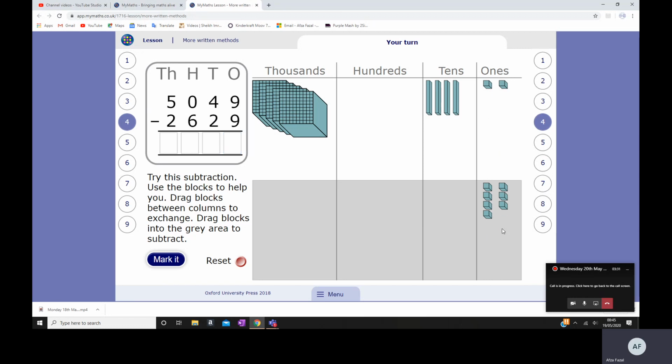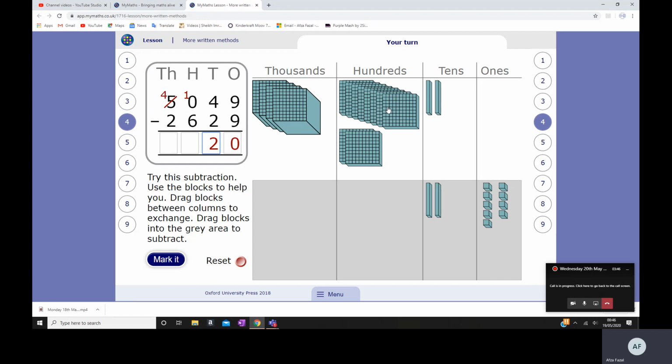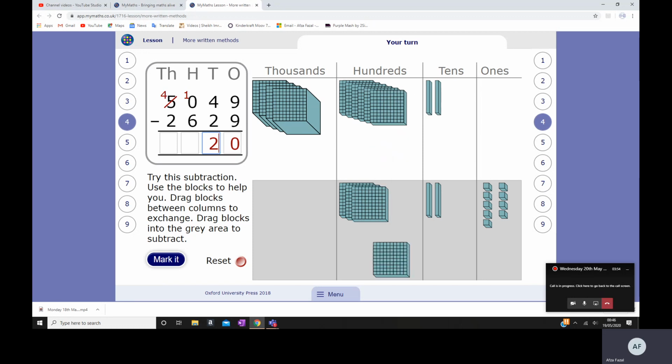Okay, so 9 subtract 9. So we want to do 9 subtract 9, and it's 0. 4 tens subtract 2 tens, I want to take 2 tens away. I'm left with 2 tens. So here I'm going to carry the 1 over, so I've got 10 now. That 5 becomes a 4. I need to do 10 take away 6. 1, 2, 3, 4, 5, 6.